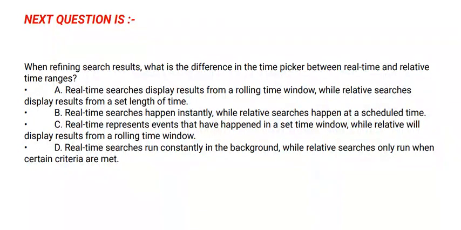Option B, real time searches happen instantly, while relative searches happen at a scheduled time. Option C, real time represents events that have happened in a set time window, while relative will display results from a rolling time window. And option D, real time searches run constantly in the background, while relative searches only run when certain criteria are met. The correct option is option A.